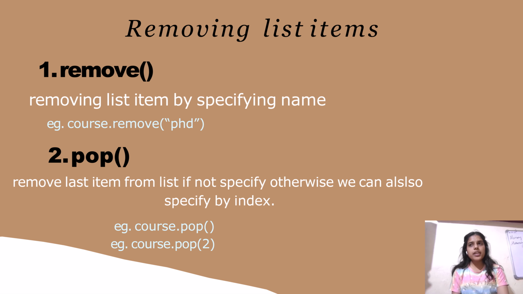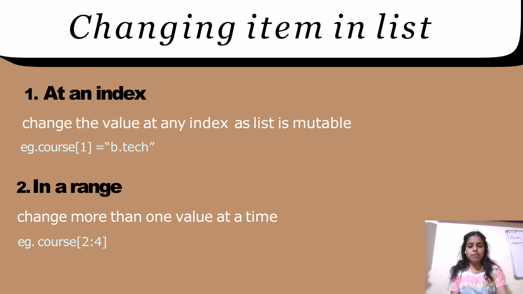And in the pop, you can give the index. So the element which is present at that index will be deleted. And if you have not mentioned any index inside the pop function, then it will remove the last element. And if in the remove function you have not mentioned any element, then it will throw an error. This is the difference between remove and pop.